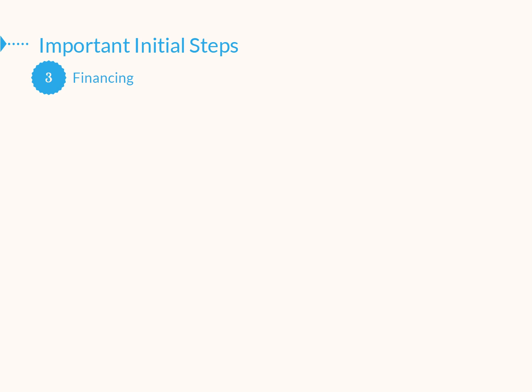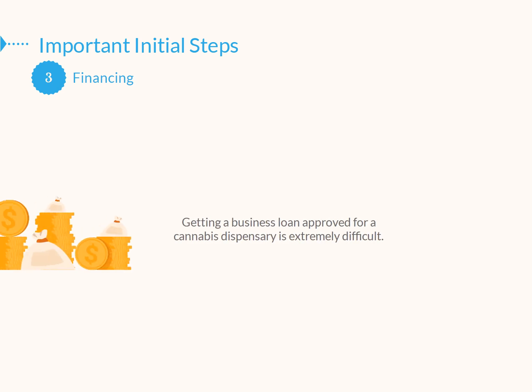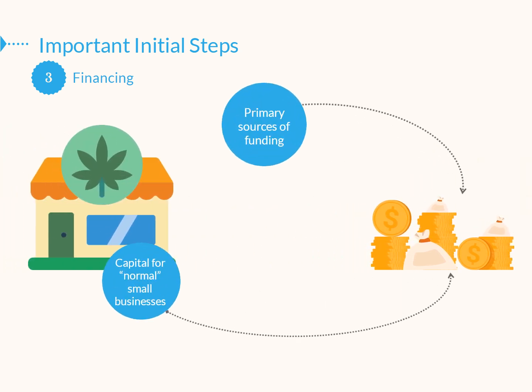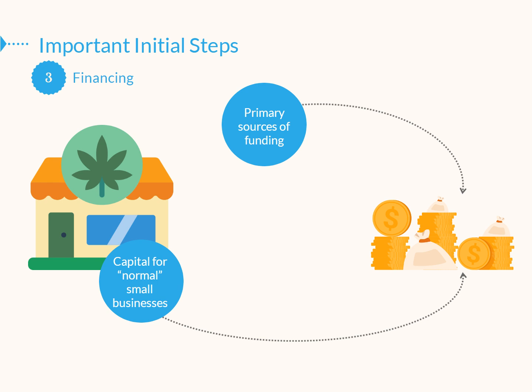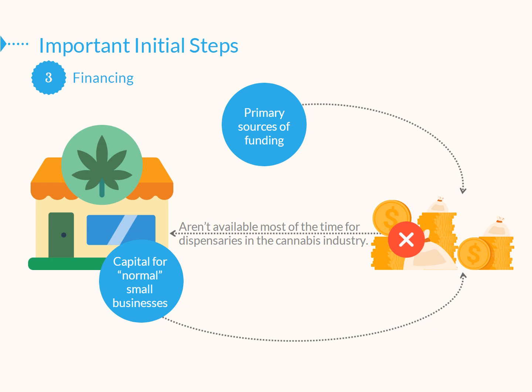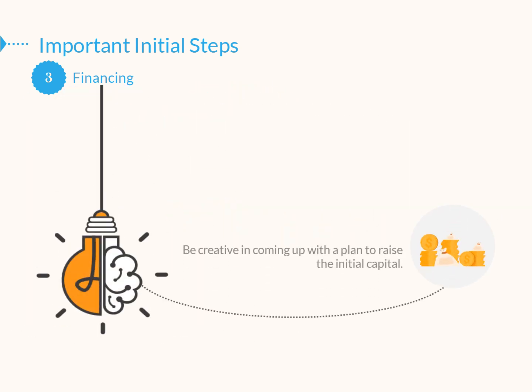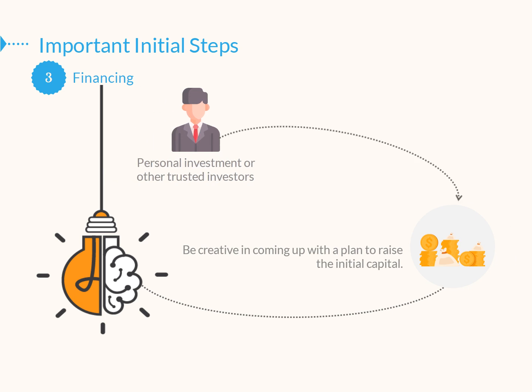3. Financing. Simply put, getting a business loan approved for a cannabis dispensary is extremely difficult when it is possible. That means primary sources of funding and capital for normal small businesses just aren't available most of the time for dispensaries in the cannabis industry. Things are changing fast, but you'll still have to be creative in coming up with a plan to raise the initial capital. This may come from personal investment or other trusted investors.